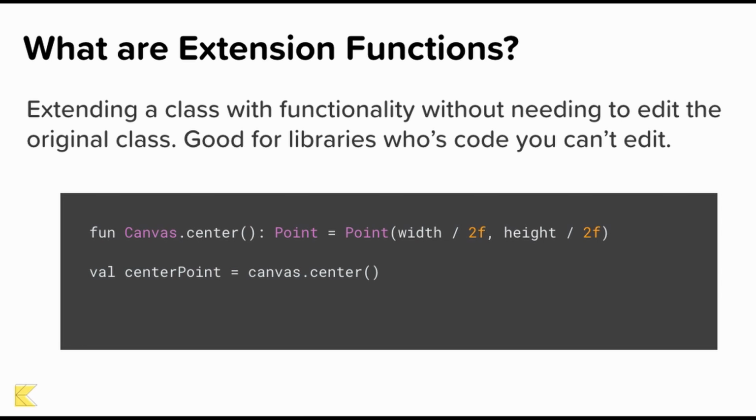It just takes the width and the height and divides them by 2. That's quite a useful function, but it's not part of the Android APIs. Then, to use this extension function, you just call .center on your canvas object, and you get your center point out, and then you can use that wherever you want to. So extension functions are really great, right? Everyone agrees? Yeah?